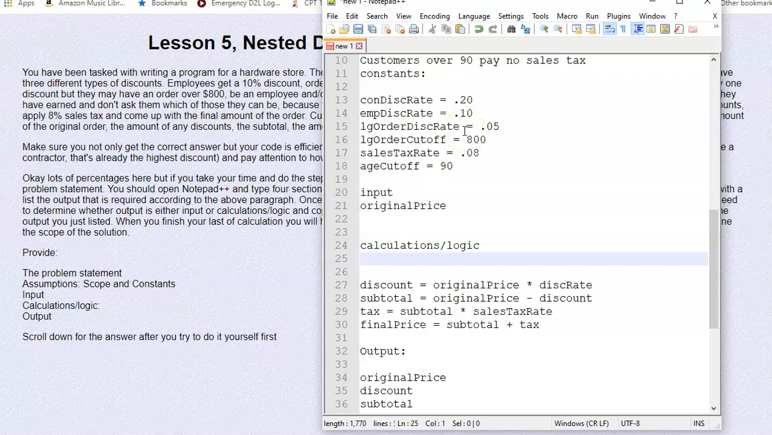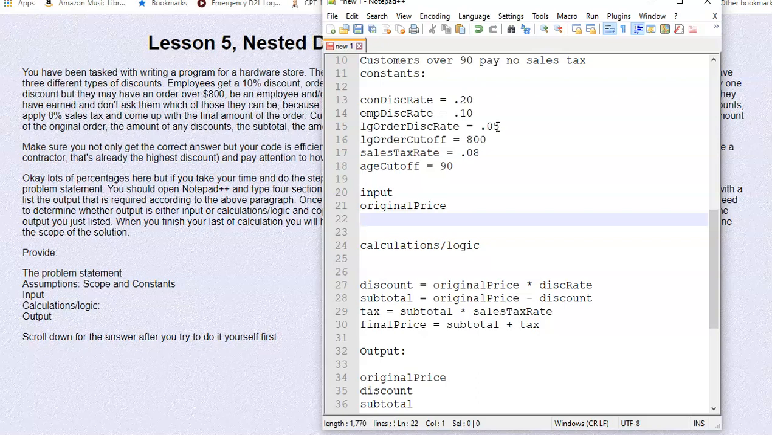Remember last time we had a problem, we said we look for the highest populations. Well, when you're looking at discount rates, you always want to look for the highest discount rate first, because once they get the highest discount rate, then the rest of these we don't even look for. We don't want to look for the lowest one first because we don't want to say, okay, well, you earned 5%.